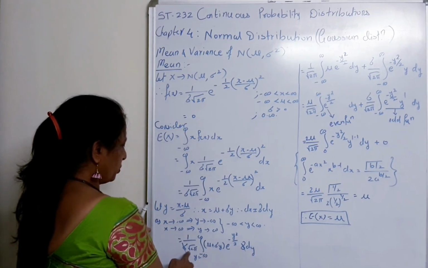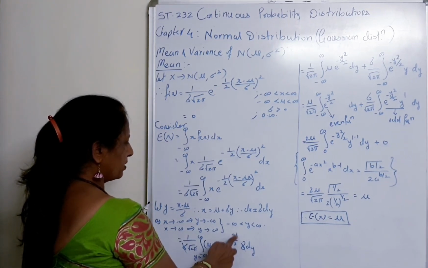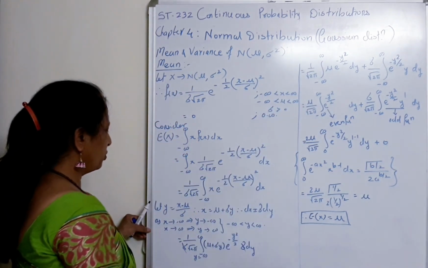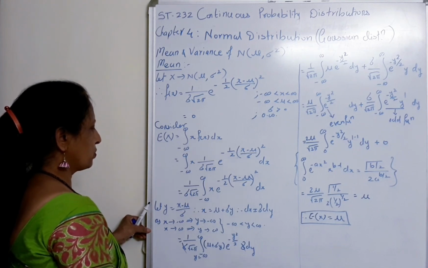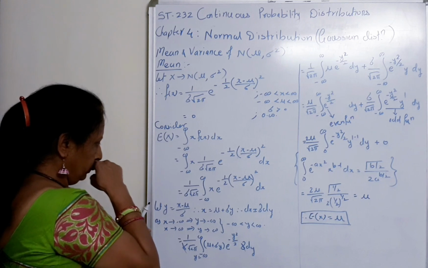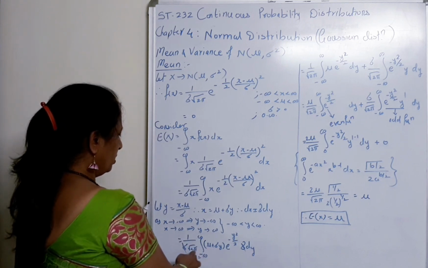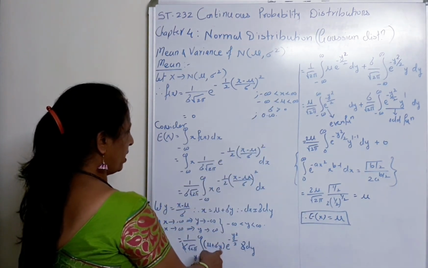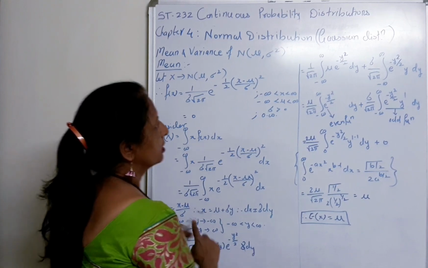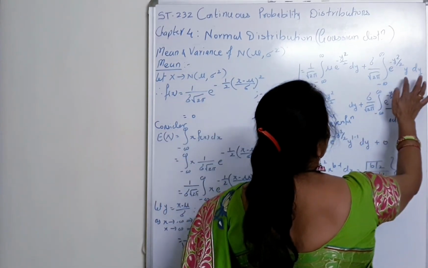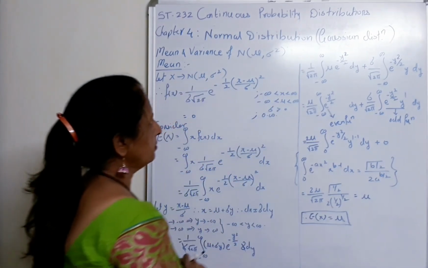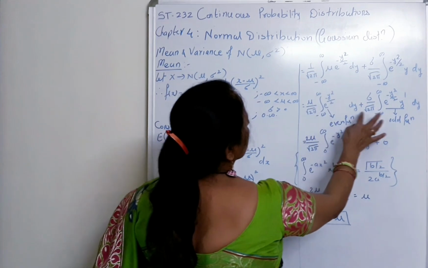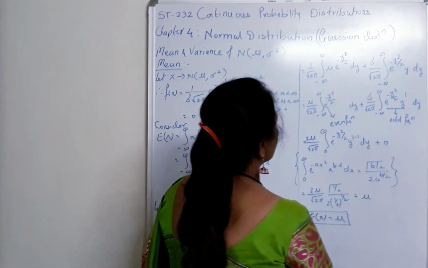So mu upon root 2 pi into e raised to minus y square by 2 dy. This first term: mu upon root 2 pi into e raised to minus y square by 2 dy, plus sigma upon root 2 pi integration y into this term, where we have written e raised to minus y square by 2 y dy. Now we have taken this mu outside. We have written this as it is. Here the term we have written as it is.